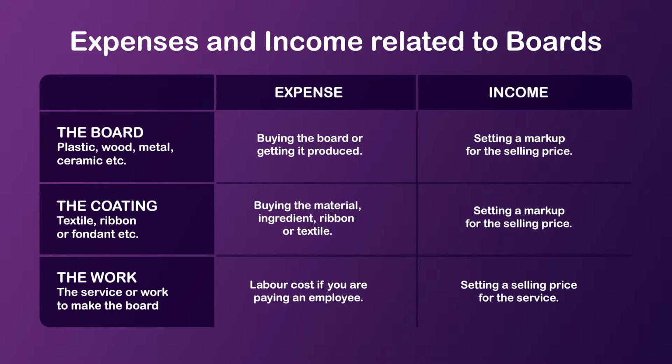You might not make that many cakes, and you might just have to buy one piece of wood or whatever it is, but that's an expense. Income would be if we want to sell that physical board, whether it's plastic, wood, metal, or whatever, to the customer at a marked up price. That would be an income.